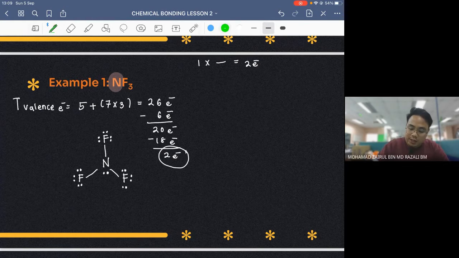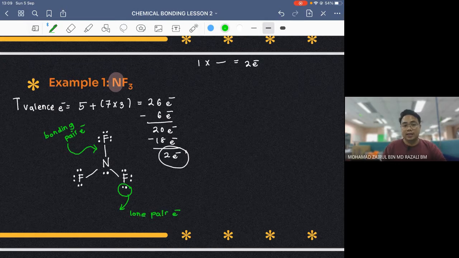Okay, so kena ingat, any electron that is located between the two elements atau 2 atom, we call it as a bonding pair electron. Okay, any electron that does not involve in the bonding, we call it as the lone pair electron. Okay, so inilah dia. So senang saja nak lukis Lewis structure. Awak just follow itu sahaja step yang diberi.